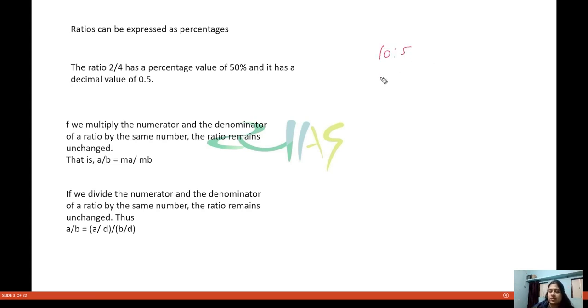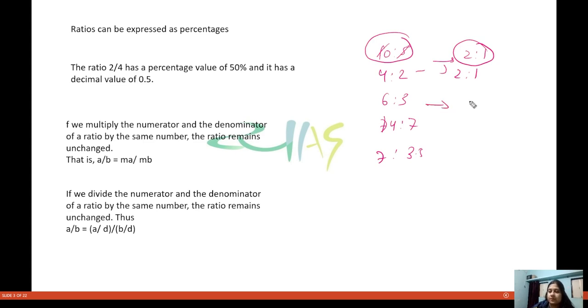We have already seen that ratio is about comparison of two numbers. That is, if we take 10 is to 5, or 4 is to 2, or 6 is to 3, or let us say 14 is to 7 or 3.5 is to 7, all these denote the same ratio, which is 2 is to 1. Each one of these represents the ratio 2 is to 1.